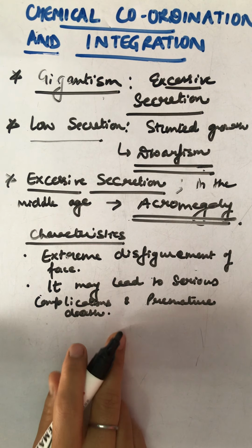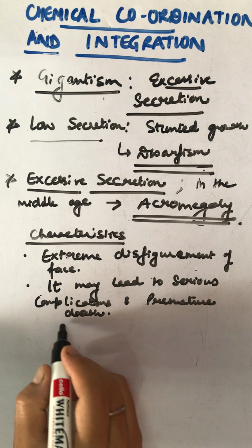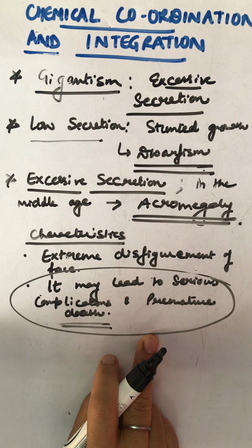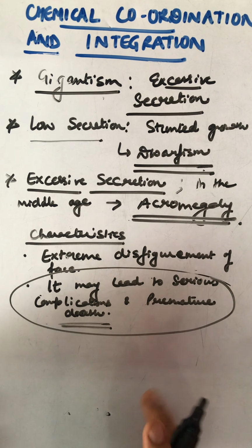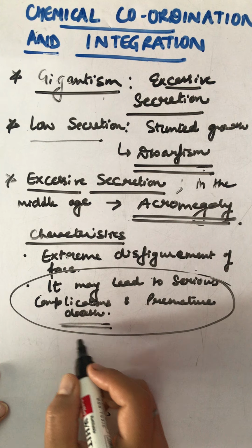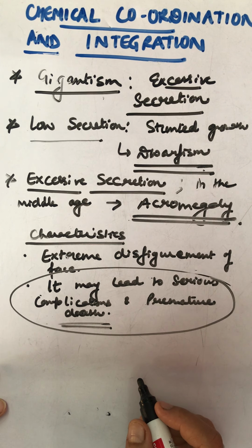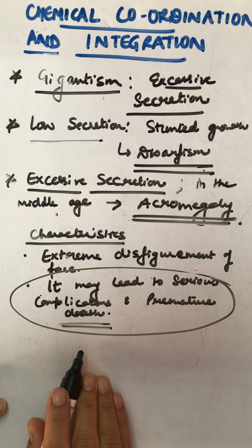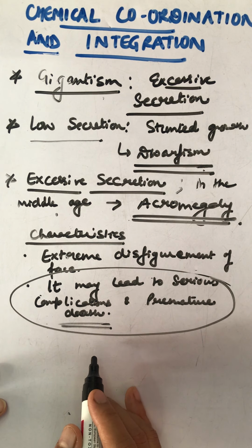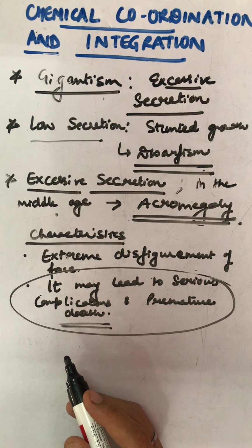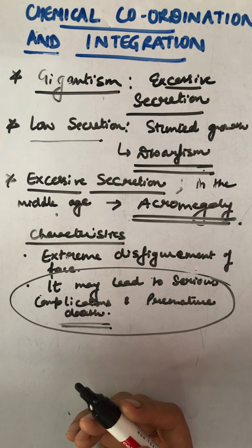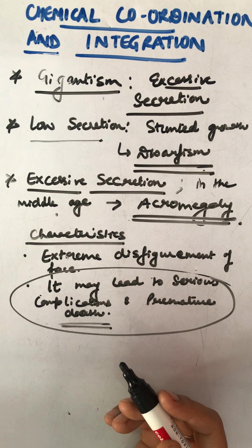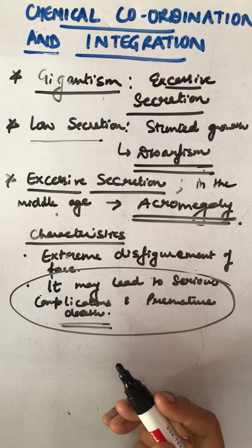Okay, if not treated, what will happen? This will happen if not treated. It is very difficult to diagnose it in the early stages. Why? Because it is always secreted in the middle age, so it is not easily diagnosed in the early stages. Therefore, it has a very big impact on the body, bones, so complications will come and premature death will happen. There is no other reason for that.